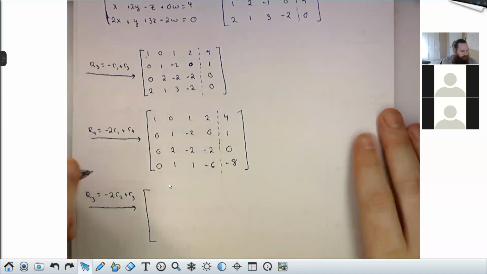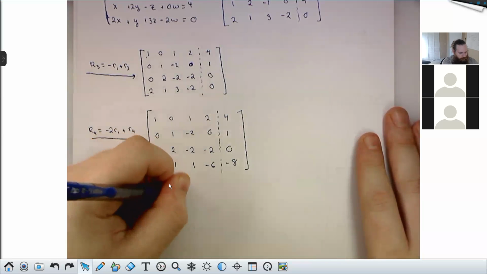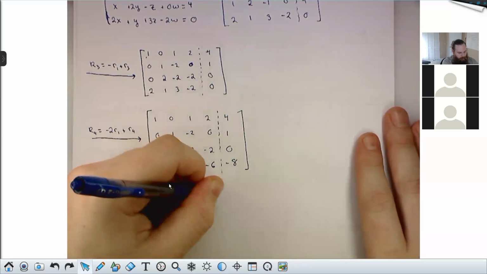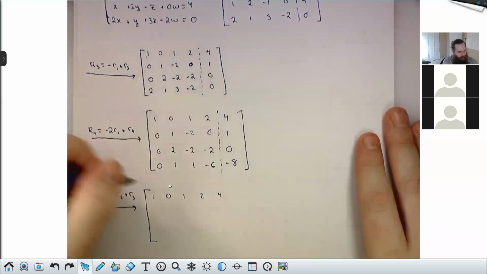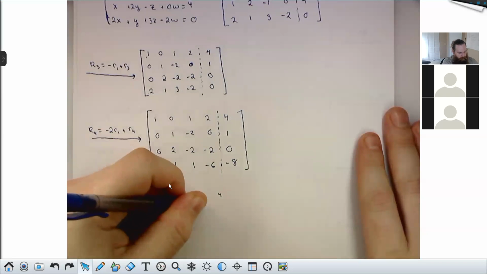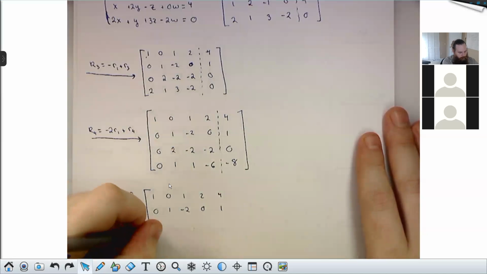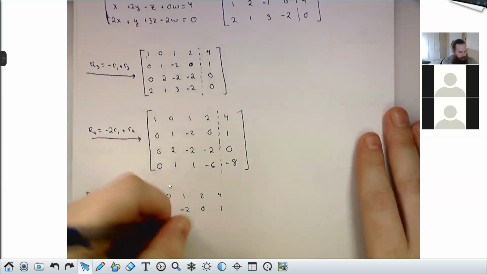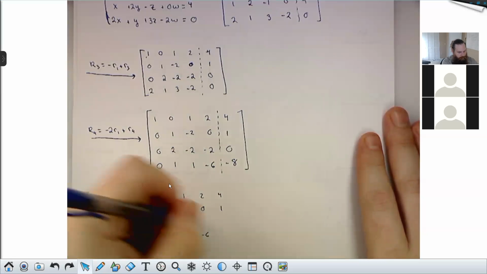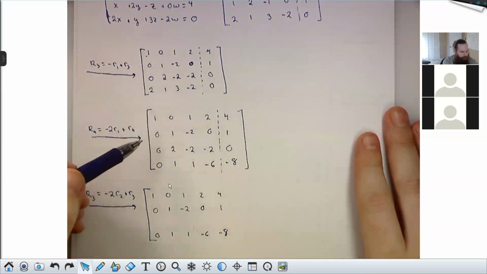Row 3 is the one that's changing. Let's copy everybody else down. 1, 0, 1, 2, 4. 0, 1, negative 2, 0, 1. We'll copy down row 4. 0, 1, 1, negative 6, negative 8. And now for row 3.